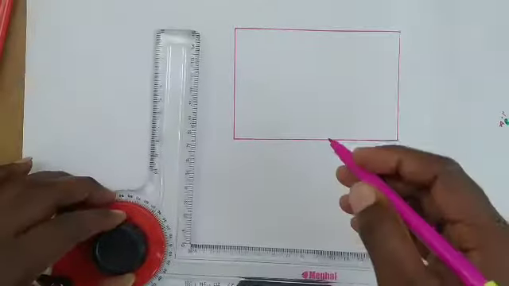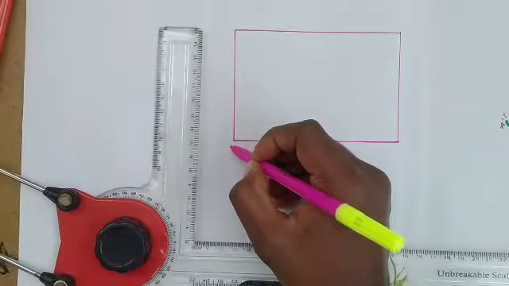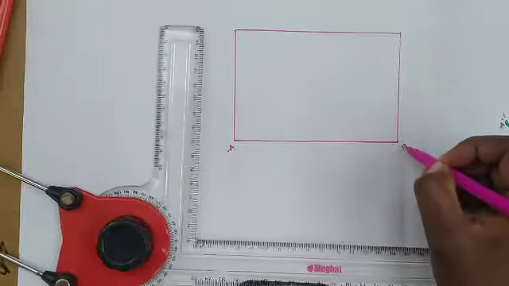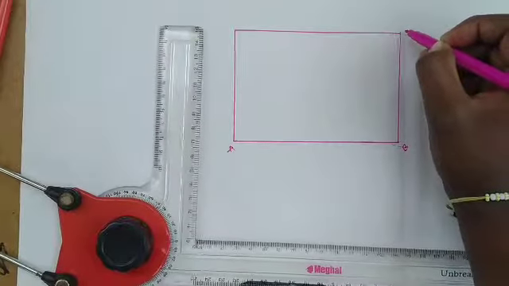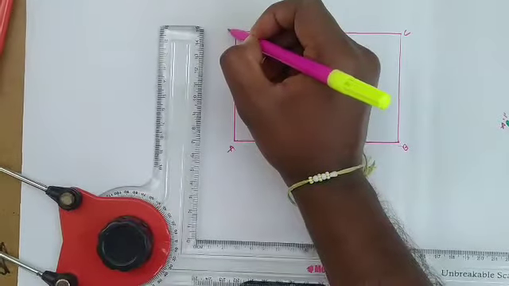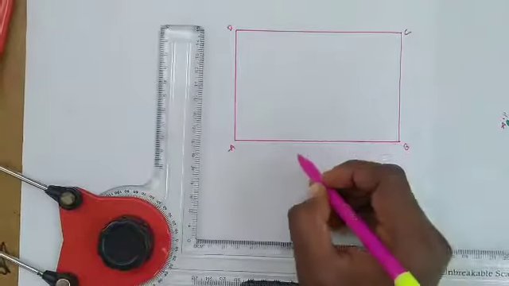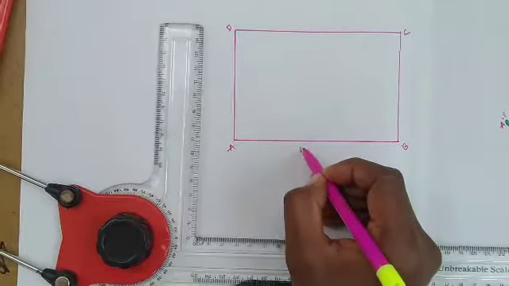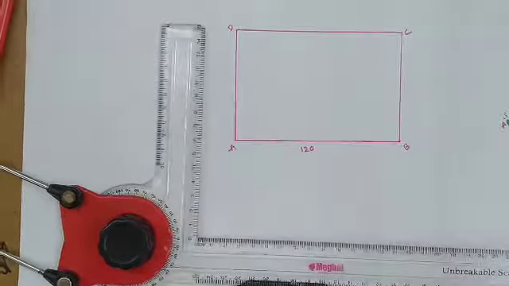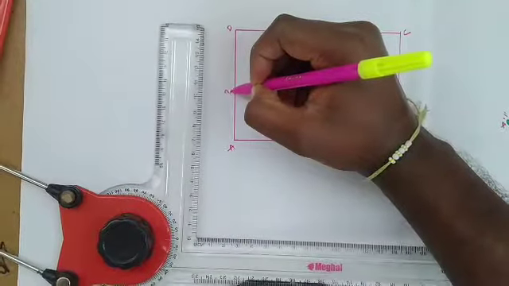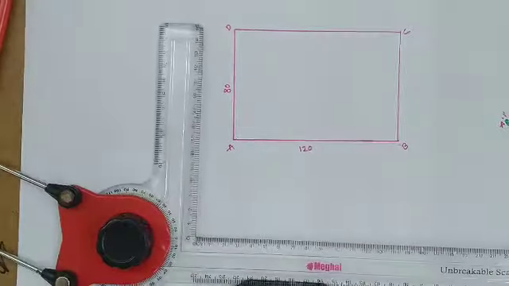This is your required rectangle. Base AB is 120 mm, and the height is 80 mm.